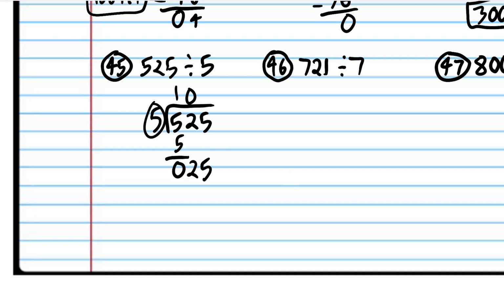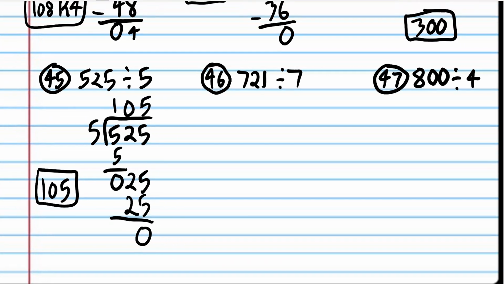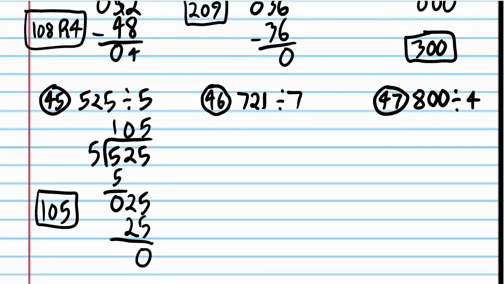Now we see if 5 goes into 25. 5 goes into 25 5 times. So now 5 times 5 is exactly 25. 25 minus 25 is 0. So there are no more numbers here, so we're done. 105 is the answer, because the remainder is 0, so we don't have any remainder. All right. Try number 46. When you come back, we'll do it together.